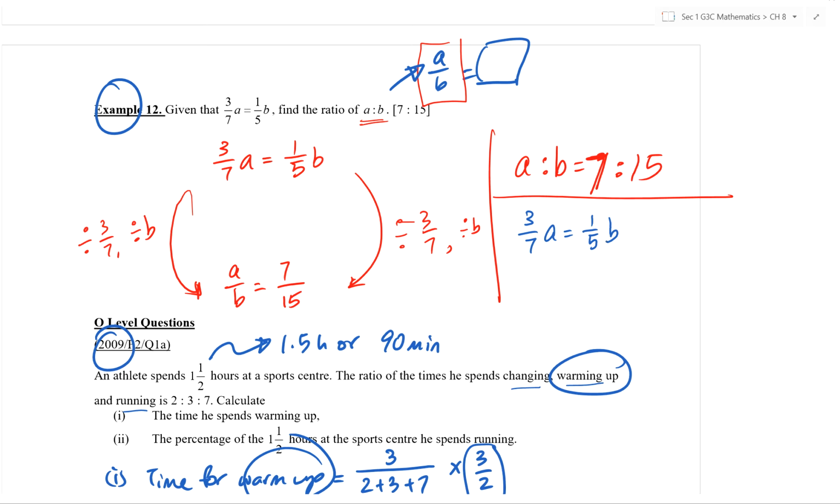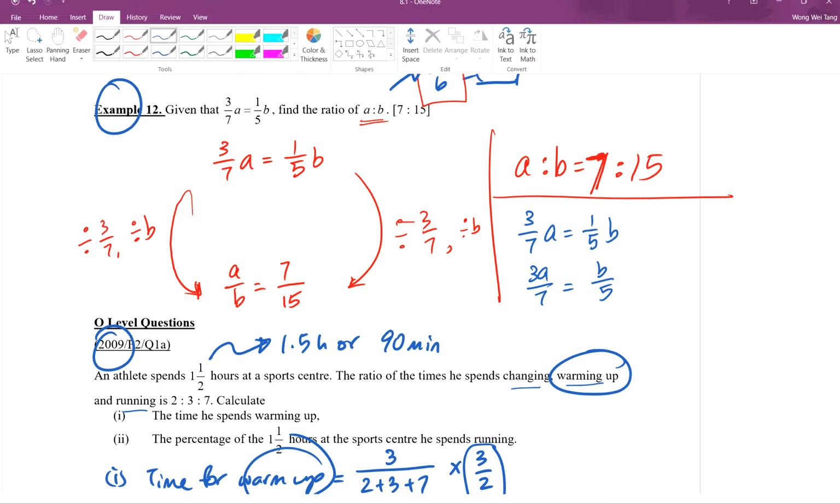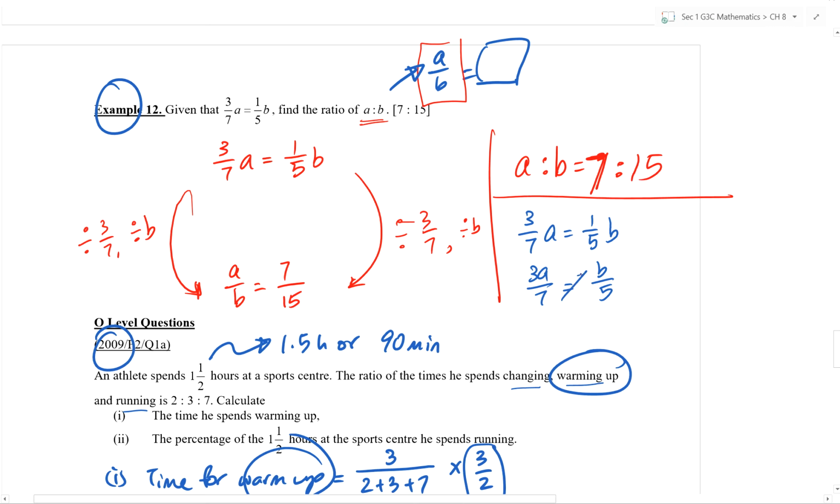5 times 3, so you mean you just write 5 times 3 equals 15 like this? Is this what you write? You want to come out and write? Because I don't understand what you're saying. 3 times 5 is 15, right? Then 7 times 5 is 7. Cross multiply. Are you suggesting this? 3A over 7 equals to B over 5. Then you take a pencil and you multiply this way. Is this what you're saying?